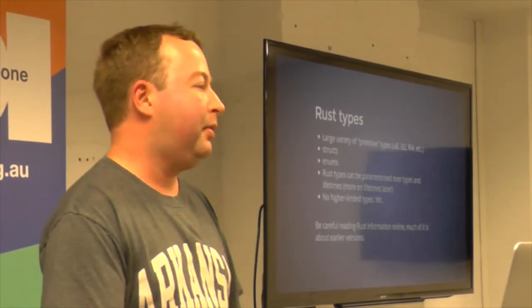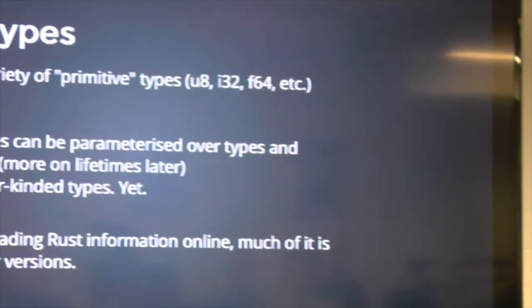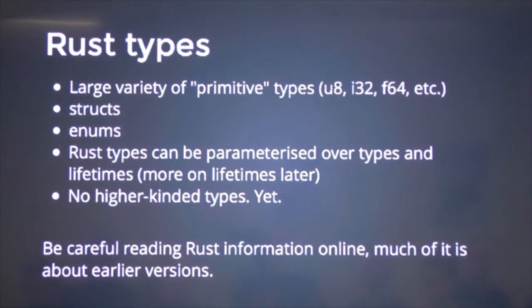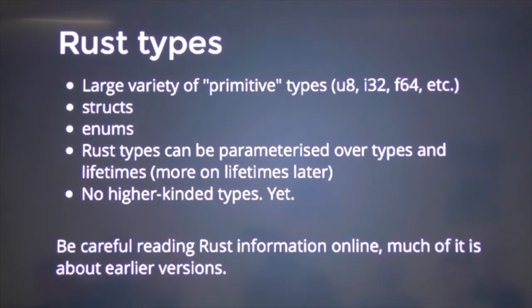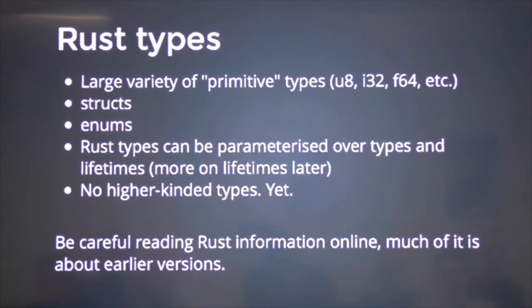So the Rust type system is probably the first interesting bit. There's quite a variety of primitive types, and these aren't primitive in the Java sense, where you have primitive types and objects. These are just your basic types. Your numeric ones consist of a letter, which says what kind of basic number it is. So U for unsigned integers, I for signed integers, and F for floats, and then a number which specifies how many bits it is. It has all the ones you'd want there.